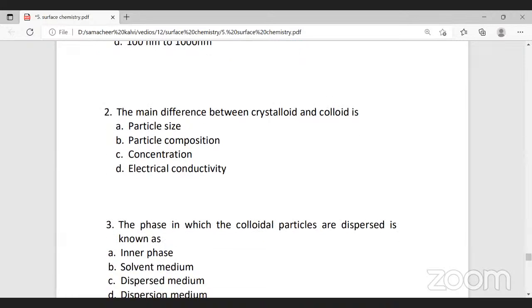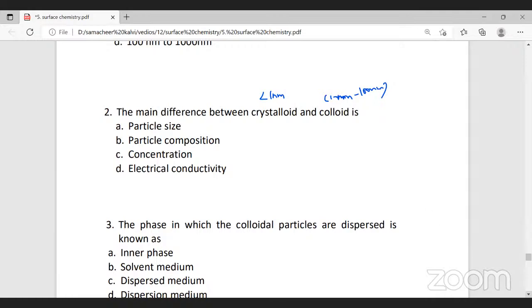The main difference between crystalloid and colloid is, for crystalloid, the particle size is less than 1 nanometer. Colloidal size, the particle is between 1 nanometer to 100 nanometers. So that's the difference. Based on the size, we can classify particles as crystalloids and colloids.